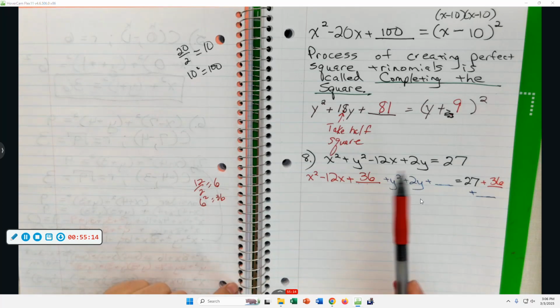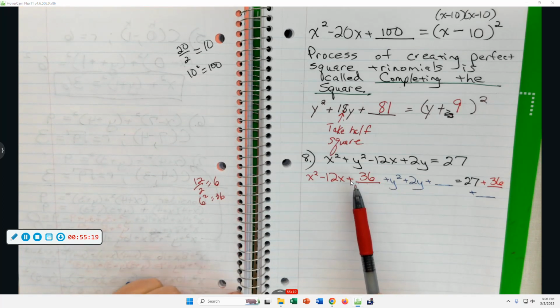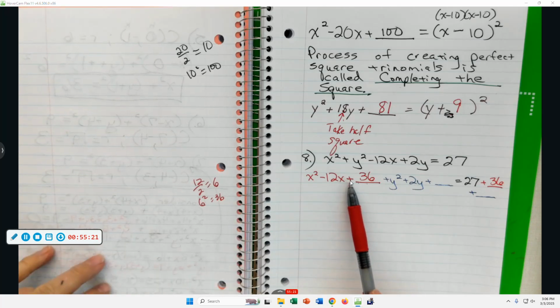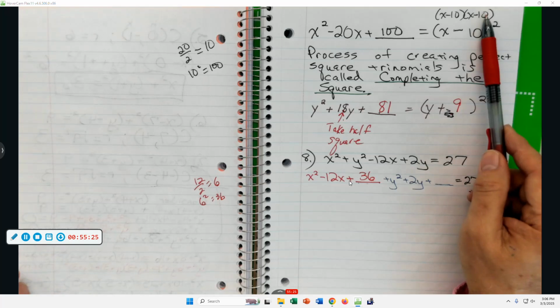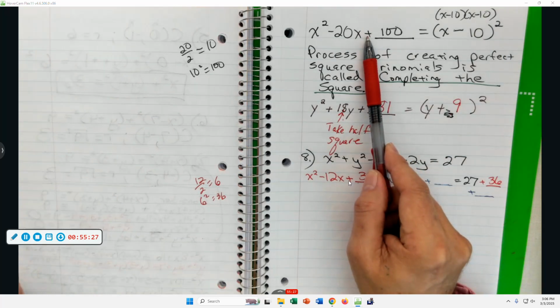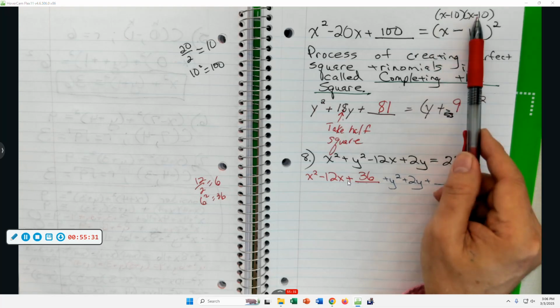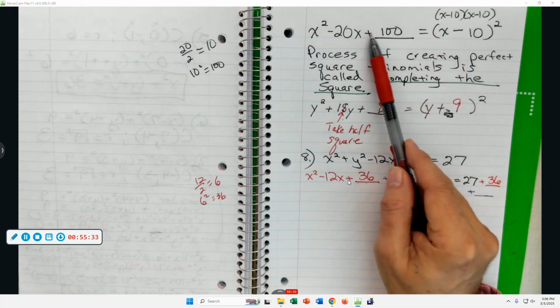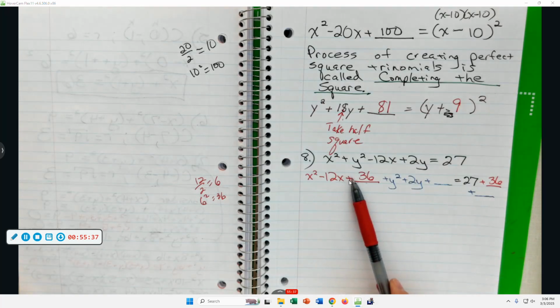Realize, for it to be a perfect square trinomial, that last sign has to be plus. Think about when it's being FOILed out. Negative 10 times negative 10 gives you a positive 100. Those signs inside the parentheses would have to be the same. So that last sign there has to be a plus. You couldn't have a minus 36 there, or it wouldn't be a perfect square trinomial.